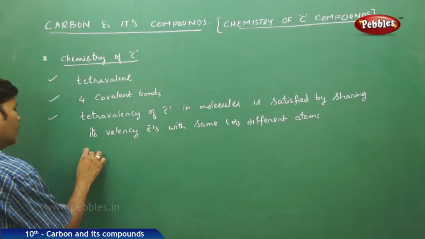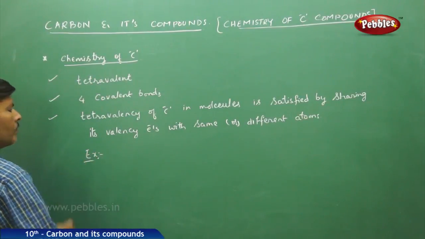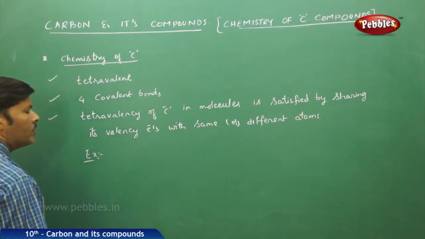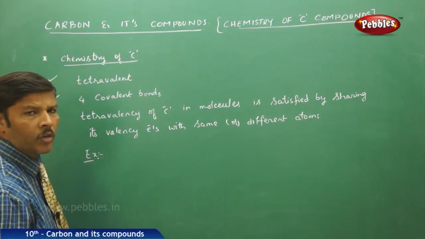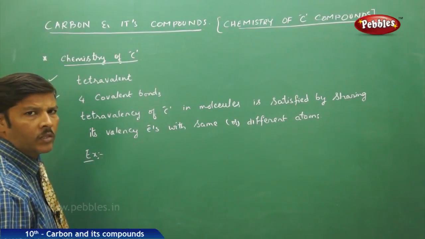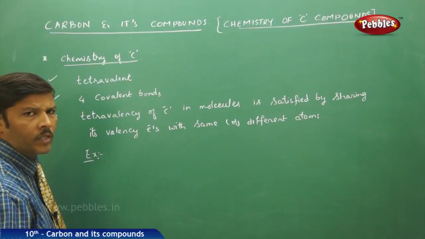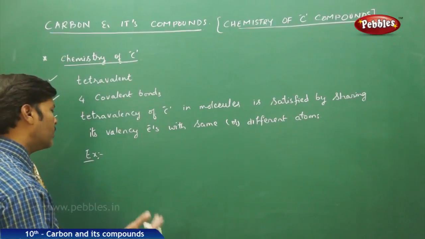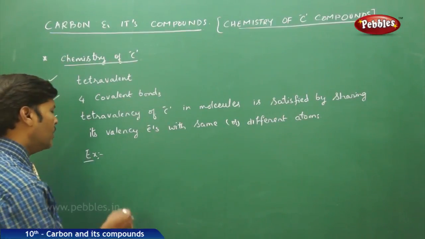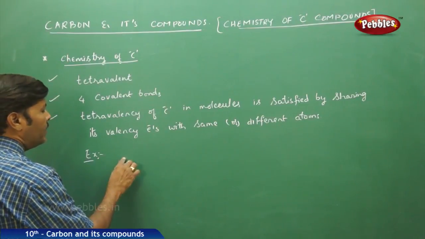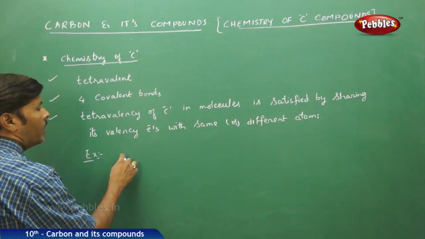Example, if it is sharing with the same atoms, that is, sharing its valence electrons with another carbon atom, then also its tetravalency is satisfied. But you find that interlinking takes place. Some examples I would like to give you.